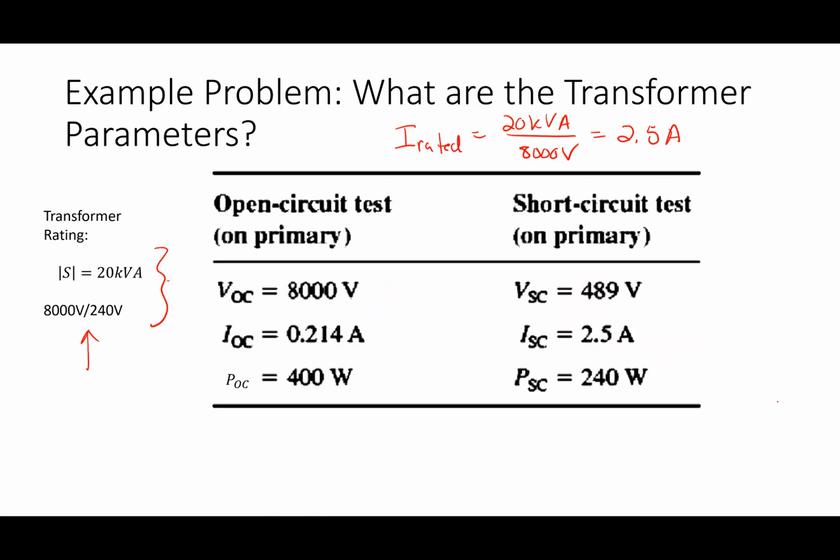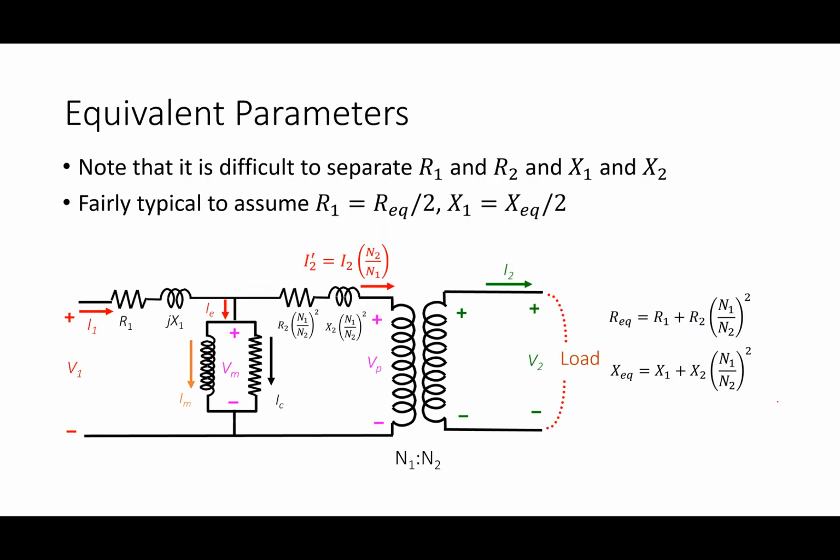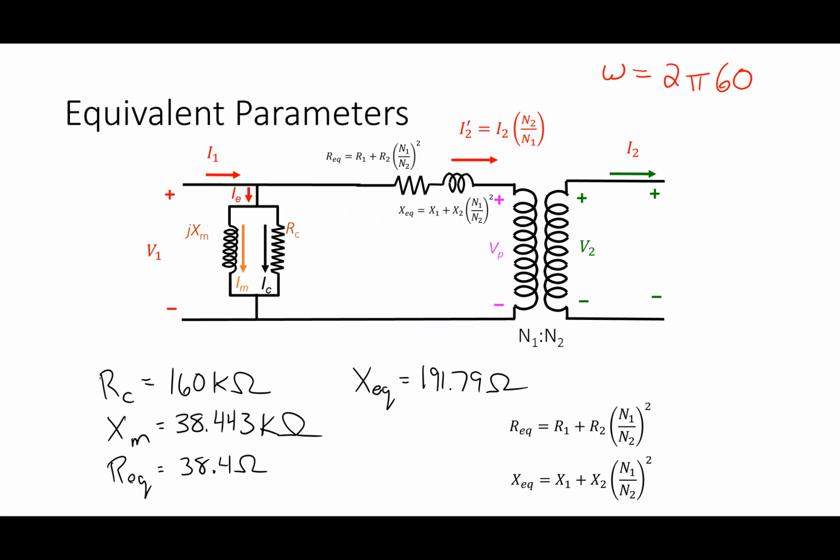The differences between what I would get with this model and what I get with this model are negligible. That's why we can make that assumption. It's just based on the typical values of the parameters. Questions about that? It's not that exciting.